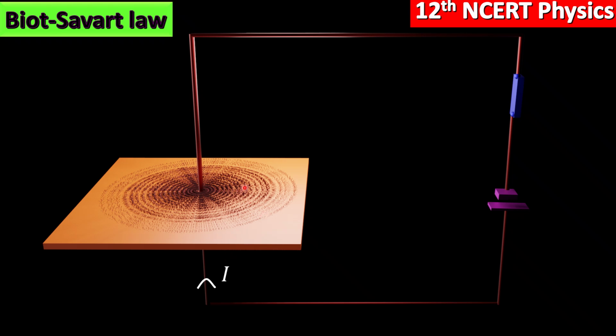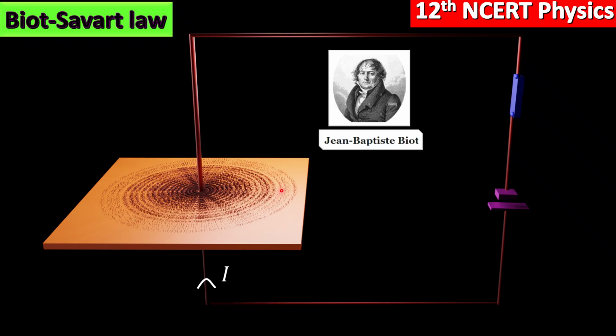Oersted's experiment says a current carrying conductor produces a magnetic field, and this magnetic field increases when the current increases. At the same time, the magnetic field decreases when the radius of the concentric circle increases. Biot-Savart law is the extension of Oersted's experiment.